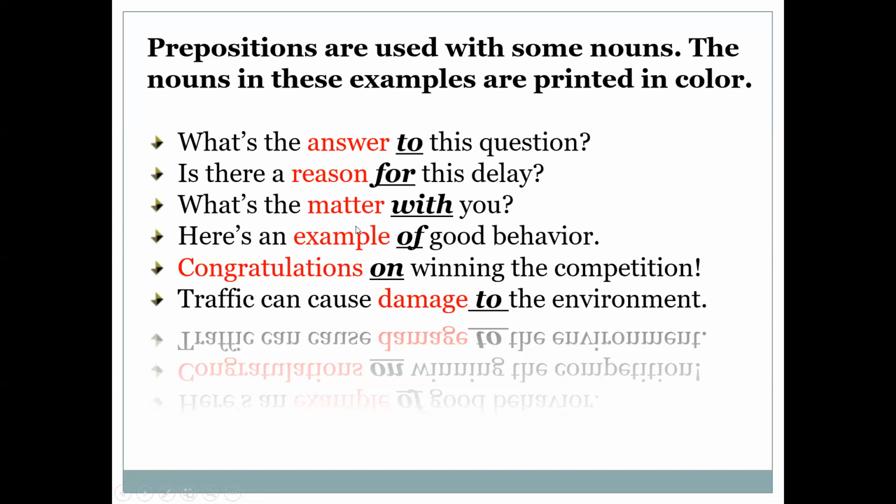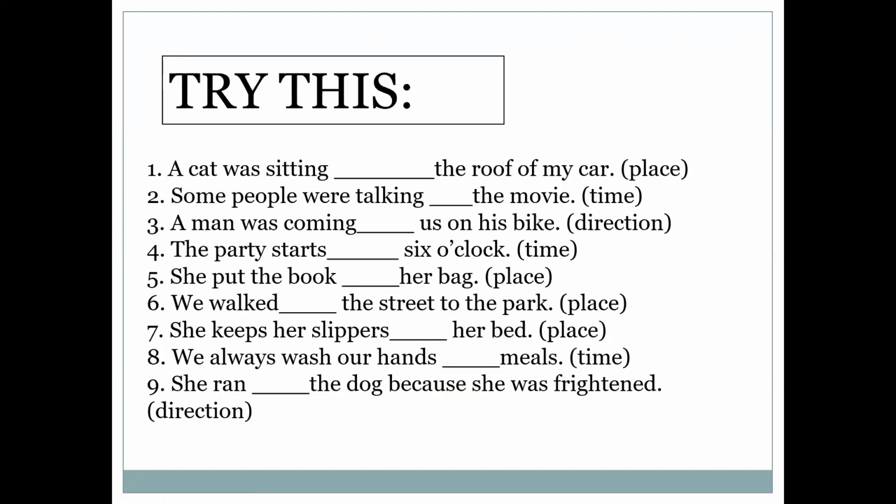So all these words are again nouns, along with which the prepositions are mentioned in black. The nouns are in color. So now you know that there are three kinds of preposition: time, place, and direction. Other than that, there are prepositions which can be used with a noun, with a verb, and with other words. Now, this is for you to try. Write the answers.